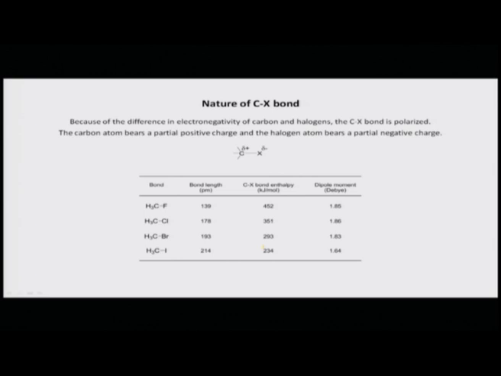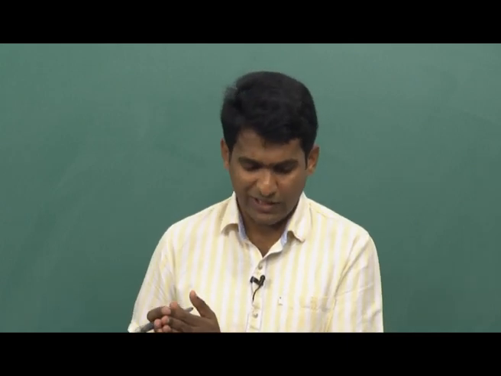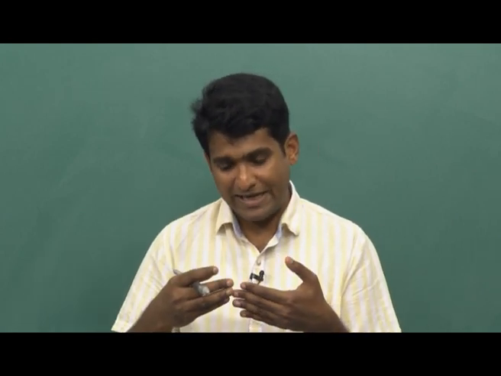Now what about the dipole moment? There isn't much difference. So you would see that all the halogen atoms, as I have mentioned, are more electronegative, and then there is this difference in patterns of bond lengths, difference in patterns of bond energies and so on.